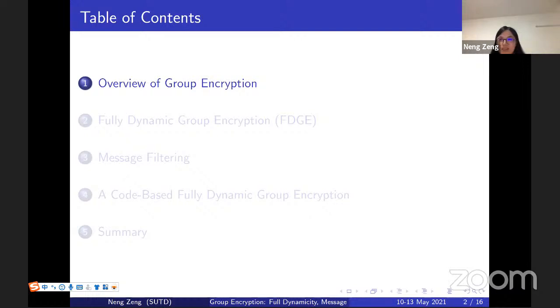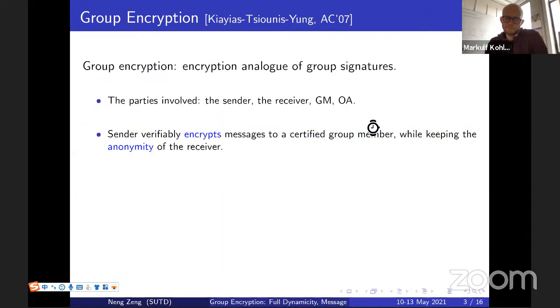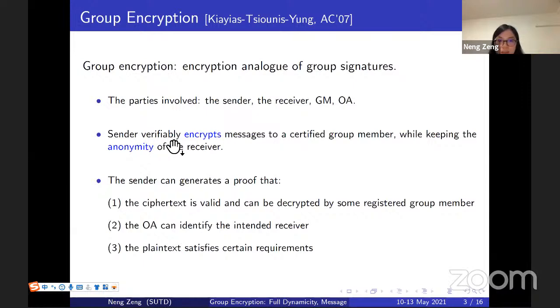Pardon? So can you repeat the question? So I think that, as I see it, the goal of group encryption is to also allow the identity to be leaked. So it's less private than just anonymous or key-private encryption. You mean compared to key-private encryption? Yeah. This one allows the sender to verifiably encrypt a message to a certified group member, but this one keeps the anonymity of the receiver.